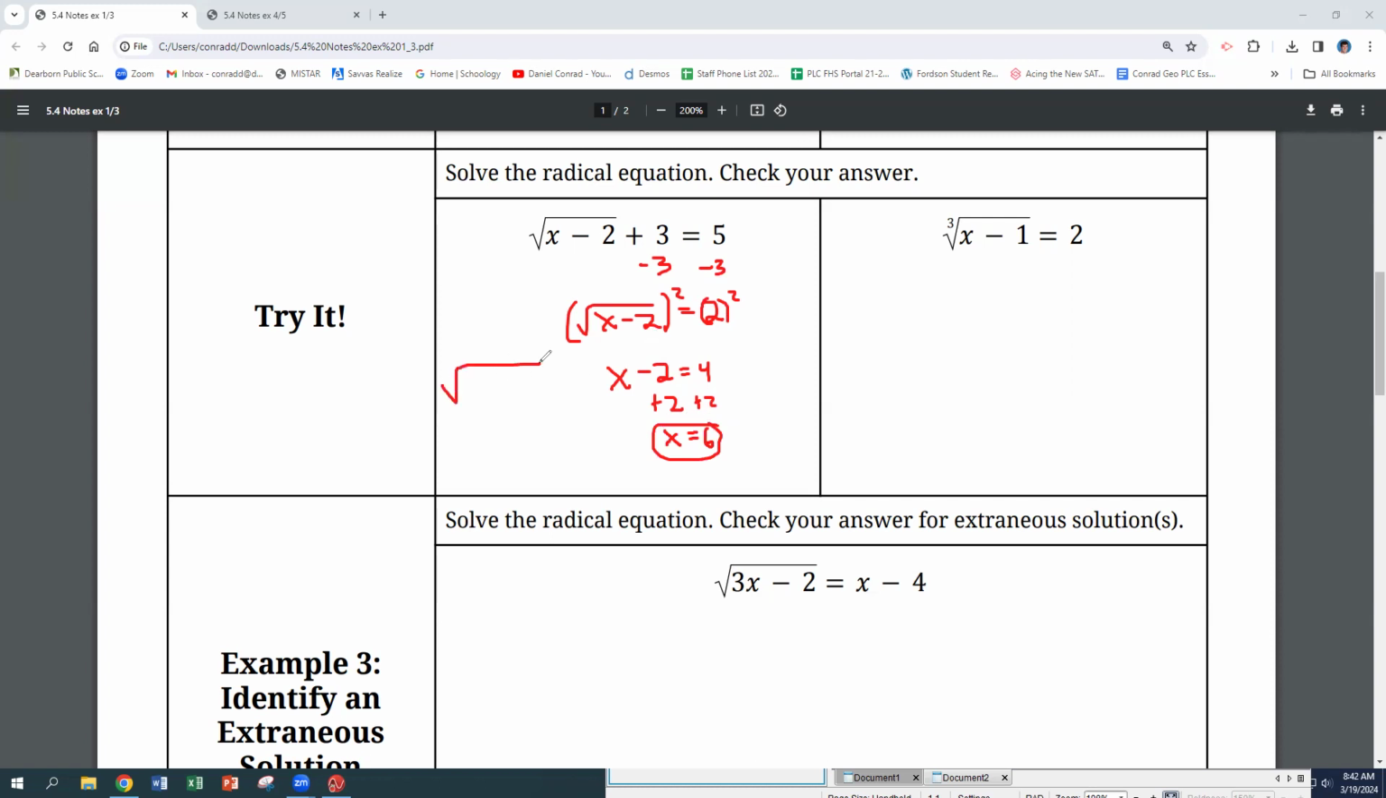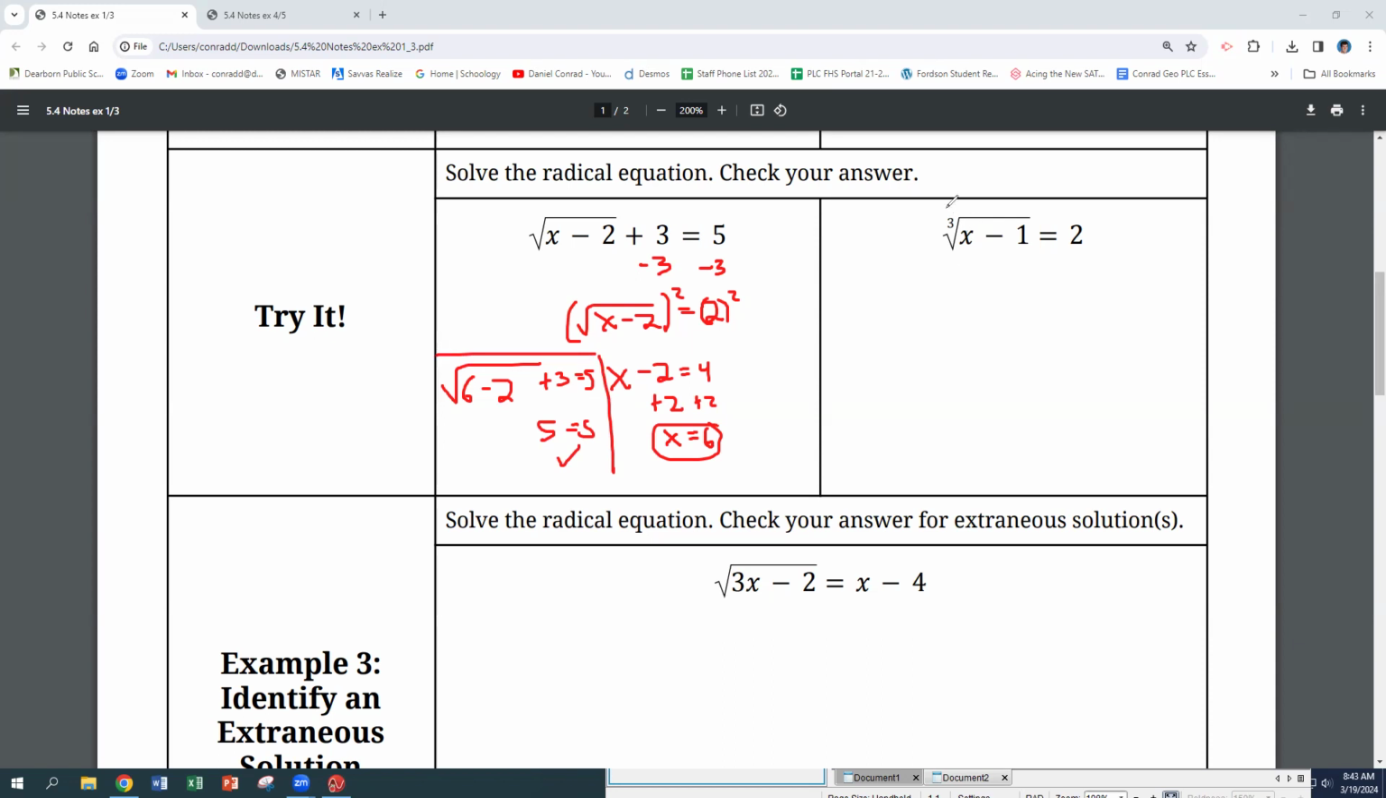All right, I'm going to check my answer. 6 minus 2 is 4. Square root of 4 is 2. 2 plus 3 is 5, so I get 5 equals 5, which checks out.